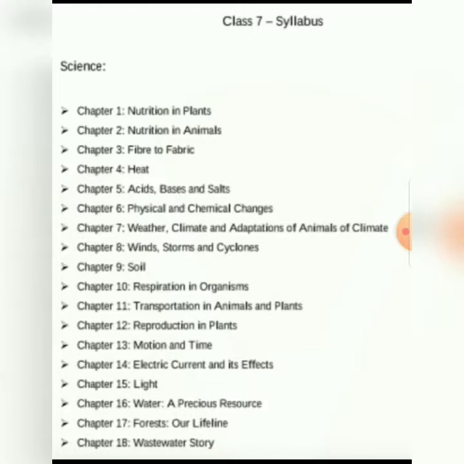9 is soil, chapter number 10 respiration in organisms, chapter number 11 transportation in animals and plants, chapter number 12 reproduction in plants, chapter number 13 motion and time, chapter number 14 electric currents and its effects, chapter number 15 light, chapter number 16 is water, a precious resource, chapter number 17 is forest, our lifeline, and the last chapter is chapter number 18 wastewater story. See, so these are the total 18 chapters that we have to cover this year.